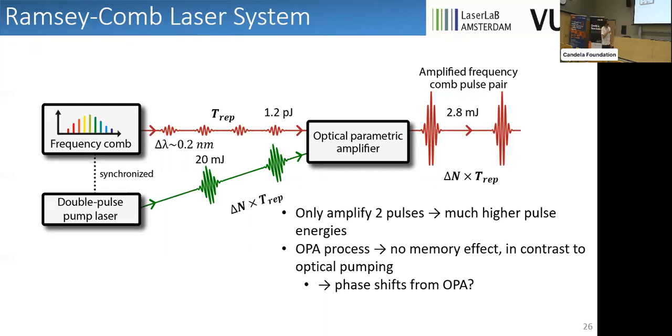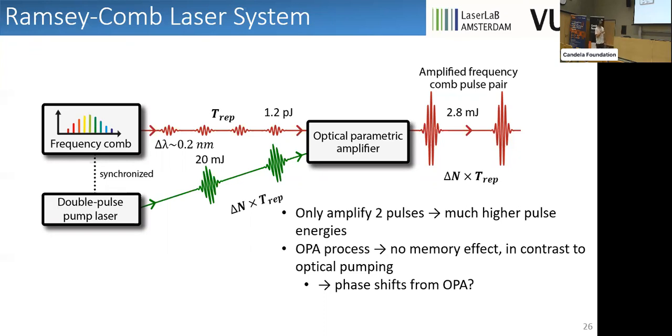And so we send the pump pulses into an optical parametric amplifier together with the full pulse train from the frequency comb. And in this way, only those pulses from the frequency comb that are overlapped in space and time in the, we call this OPA, in the OPA are amplified. And in that way, we can go from about 1.2 picojoules per pulse to around 2.8 millijoules per pulse.